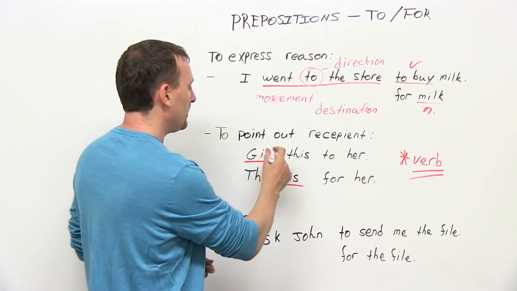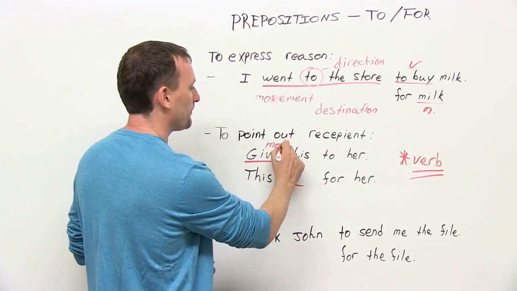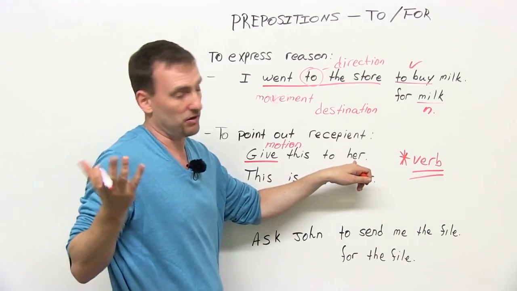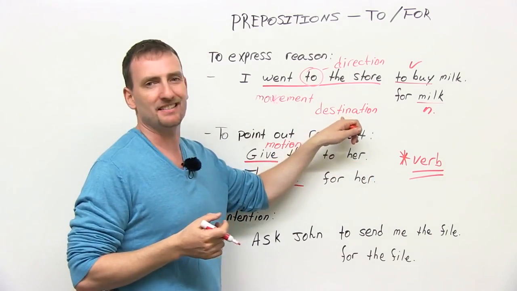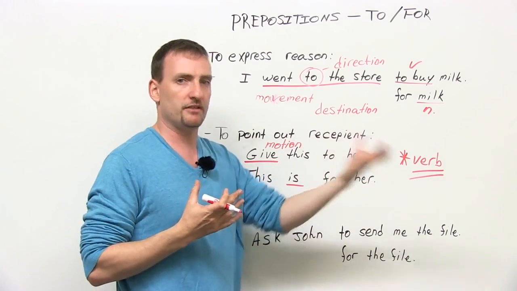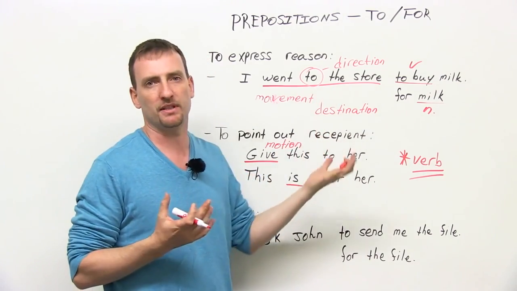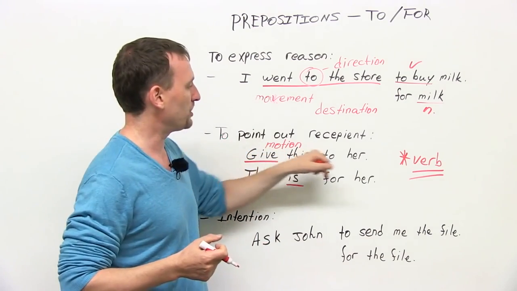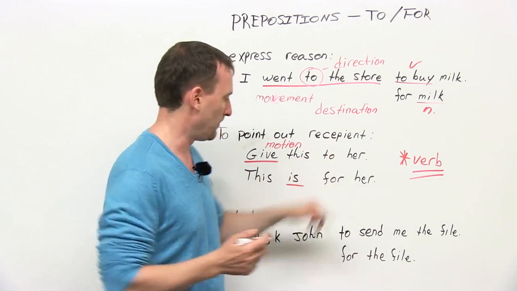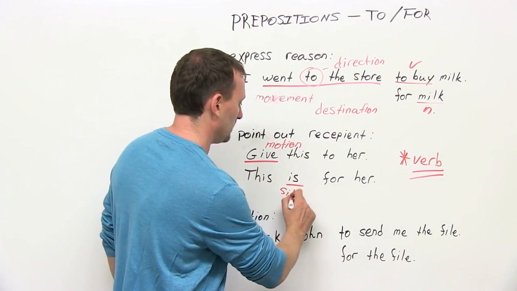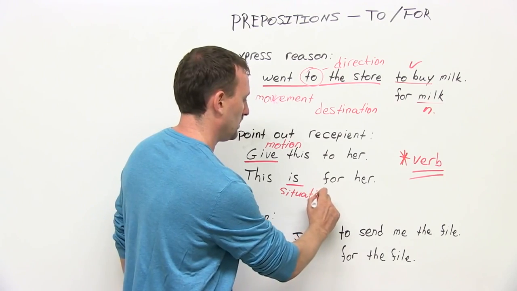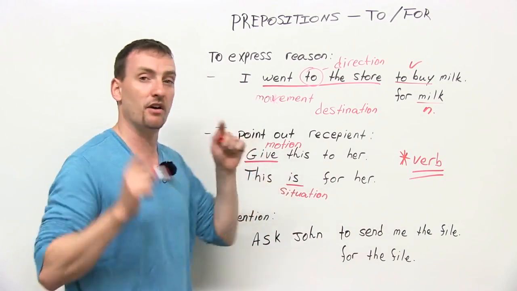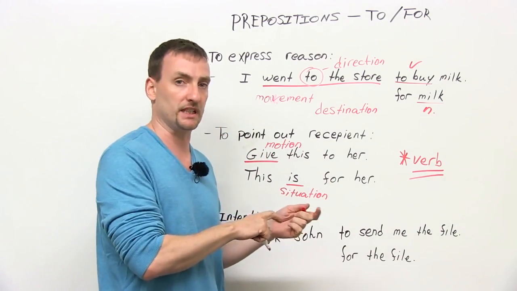Okay? When you have motion, and here, her or the person is like a destination. It's not a place, but it's the recipient. Recipient is similar to a destination, except you have place and person, okay? You have motion and recipient, use to. When you have situation, then you're going to use for, okay? So it all depends on the verb, not the preposition.